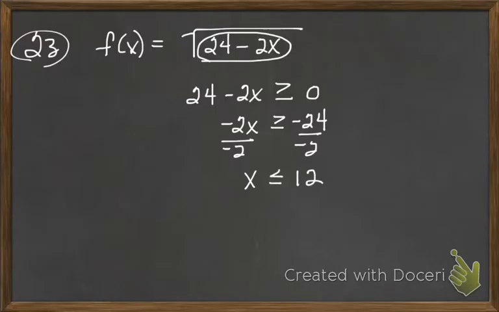And how do I write all x is less than or equal to 12 in interval notation? Negative infinity all the way to positive 12, parentheses or bracket? Bracket.